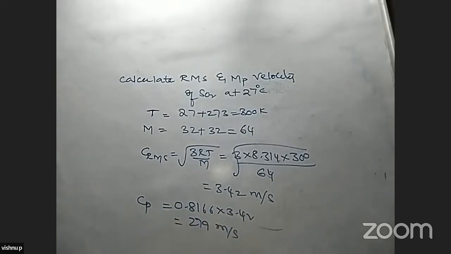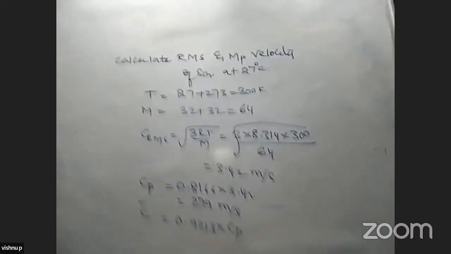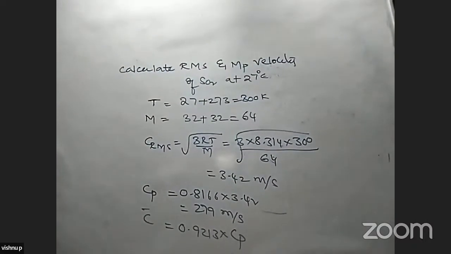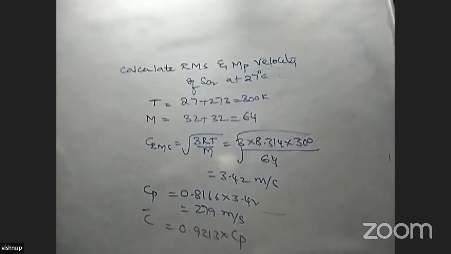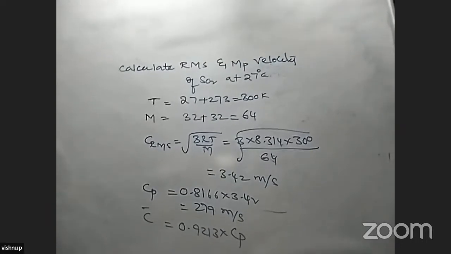In the same way, we can find the average velocity also. Average velocity, we know, is 0.9213 into the most probable velocity. That is one more relation. We use this relation and we can solve questions related to this type, and we'll discuss the remaining concepts in the next class.